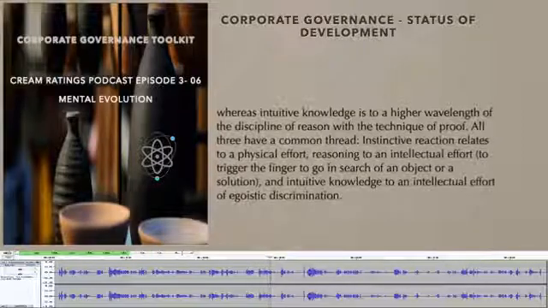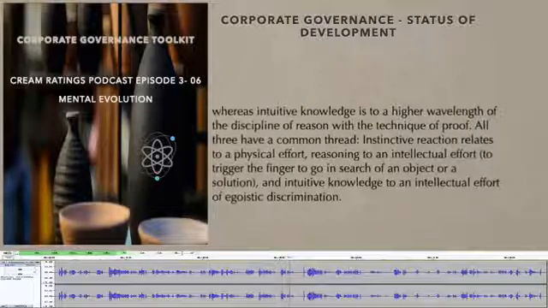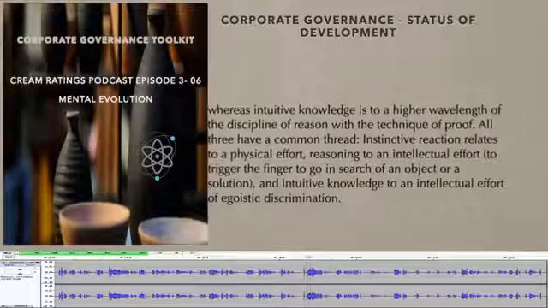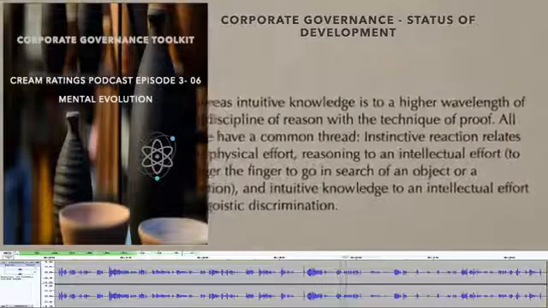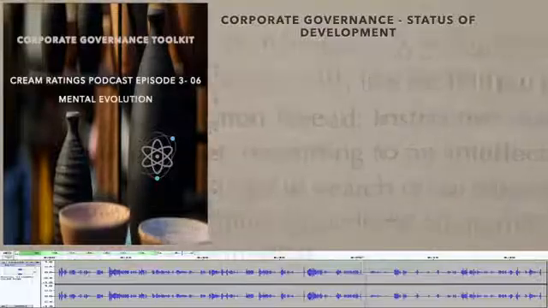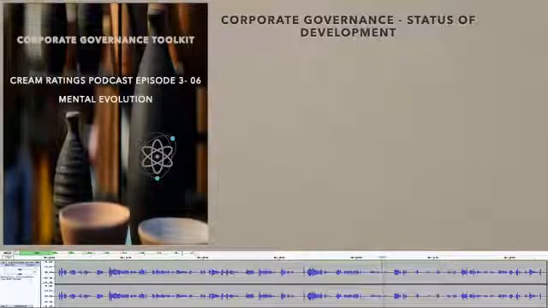Instinctive reaction relates to a physical effort, reasoning to an intellectual effort, to trigger the finger to go in search of an object or a solution. And intuitive knowledge relates to an intellectual effort of egoistic discrimination. That is my word, actually, which I have written in my book. The intuitive knowledge is to go further. For Volkswagen, they have done a big blunder, a big mistake. The intuitive knowledge from my side says, which I have written in my articles: come out, come back and tell how you assure the society that a similar thing will not happen in the future.